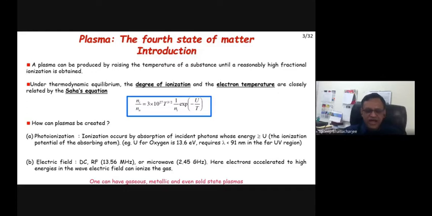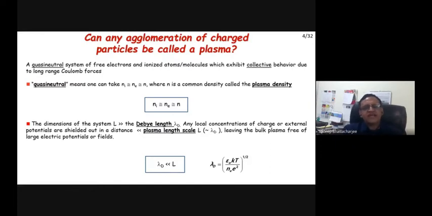Therefore, one can have gaseous, metallic, and even solid state plasma. Now the question is, can any agglomeration of charged particles be called a plasma? Suppose I give you a collection of charged particles. Can we call it a plasma? The answer is no. So let us look at certain guidelines.